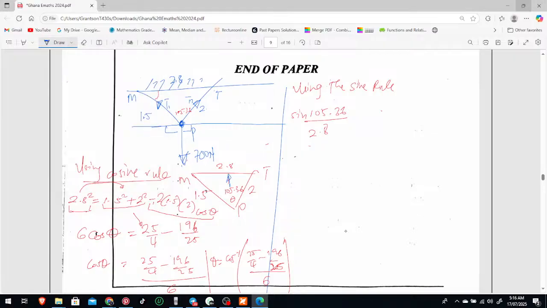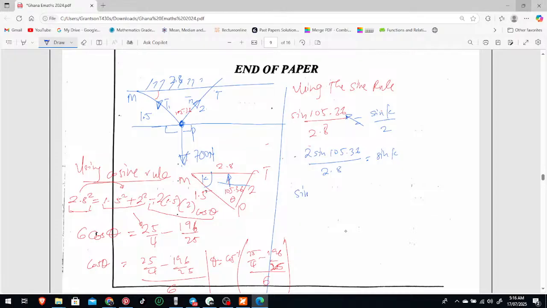That angle will take that one, equal to, which one do we want to find? We want to find this angle. Let's put angle K here. So sine K over 2, because the 2 will work against this one. To make sine K the subject, cross multiply. This one will multiply this: 2 sine 105.36 over 2.8 will give you sine K.